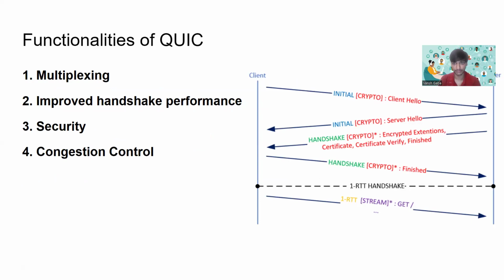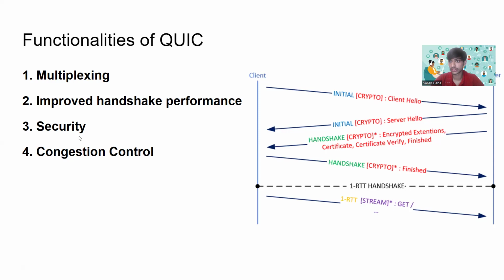The second one is improved handshake performance. As you can see, it makes only a one round trip time handshake, and in that it sends the client hello and receives the server hello, exchanging the cryptographic algorithms, the TLS versions, and the cipher suites, all those things. I am going to show that at the end in Wireshark, how it shares them, what the fields are, and what data it shares.